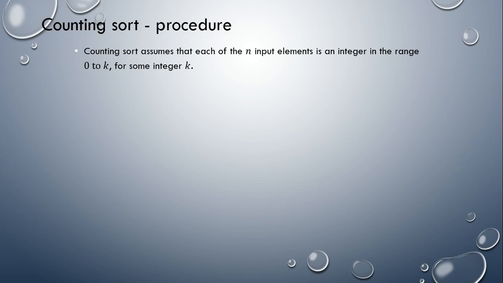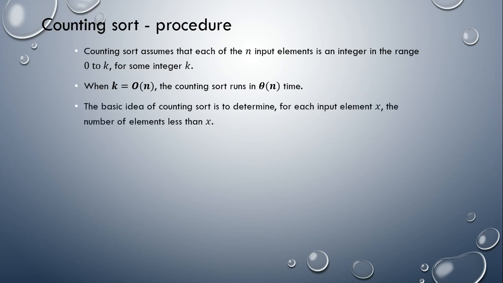Counting sort assumes that each of the n input elements is an integer in the range 0 to k, for some integer k. What is k? K is the largest element of the given array. The complexity of merge sort and quick sort is n log n, but counting sort takes polynomial time, theta of n.